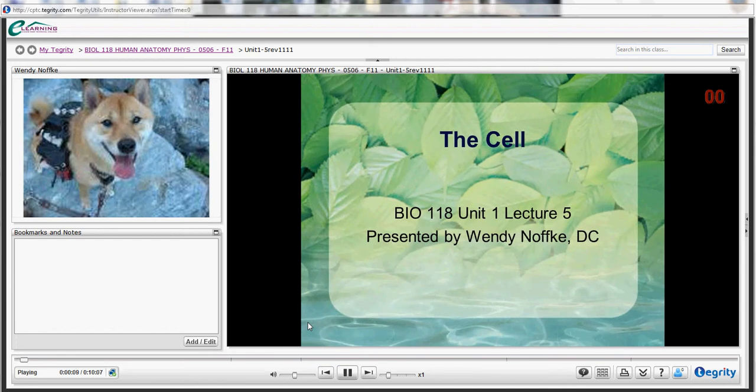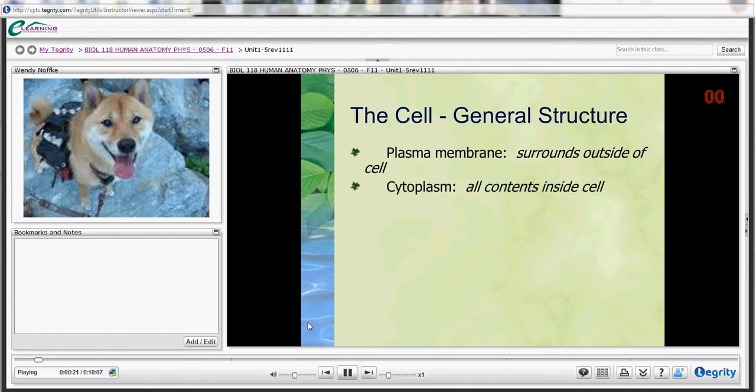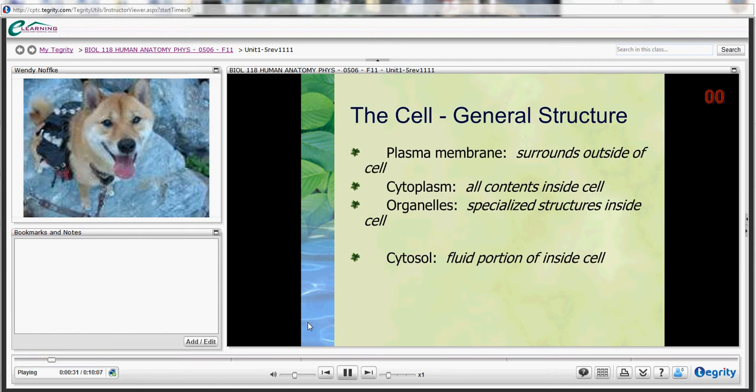Structure in Unit 1. In this section, we will finally be moving on to living cells. Our cells are surrounded by a membrane called the plasma membrane. Inside the cell, the contents are called the cytoplasm. Within the cytoplasm, we have organelles, which are specialized structures.